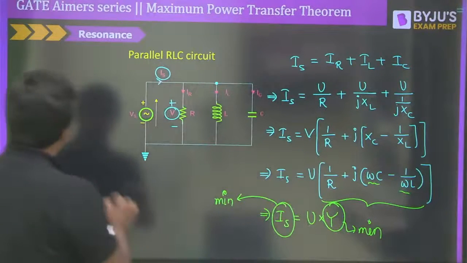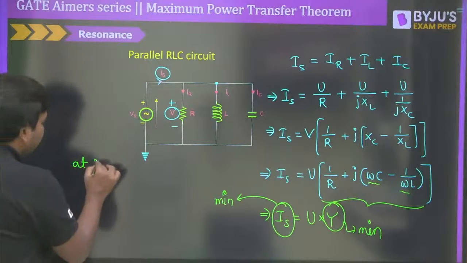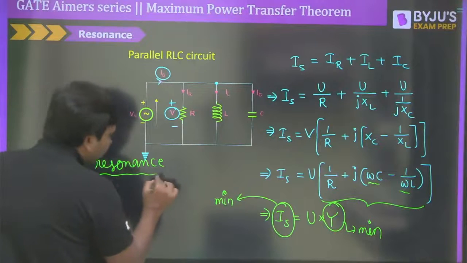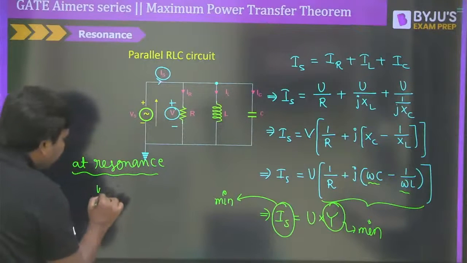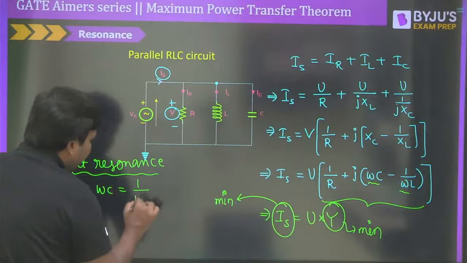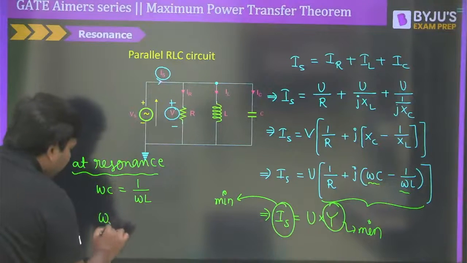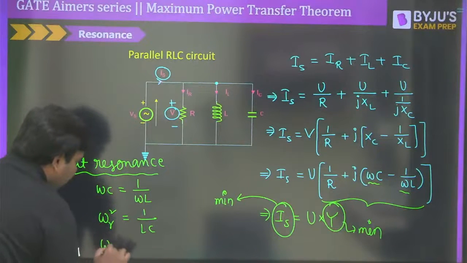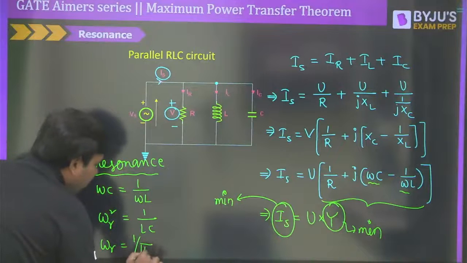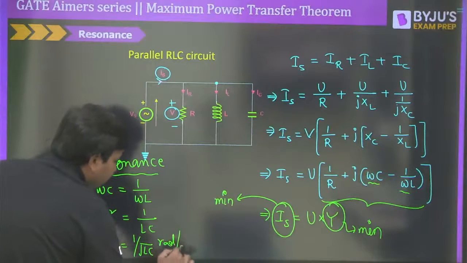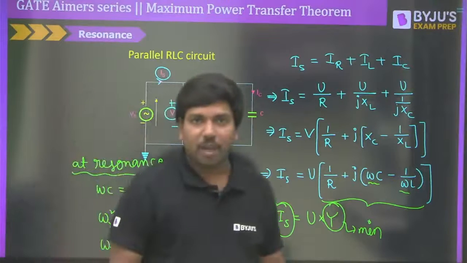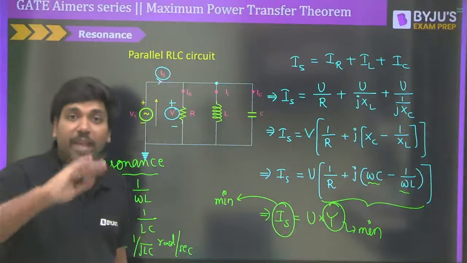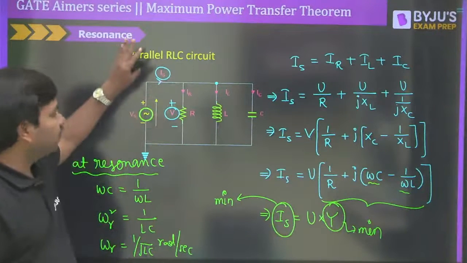Clear? So that means once again I can say at resonance, please try to understand clearly. At resonance, omega C is equal to 1 divided by omega L, and successfully we can say once again omega R square is equal to 1 divided by LC. Therefore omega R could be written as 1 divided by under root of L into C radian per second. Very simple to understand. Omega R is equal to 1 divided by under root of LC, the same value that we got even in the series RLC circuit.